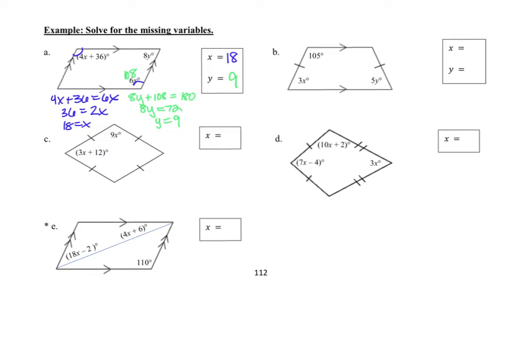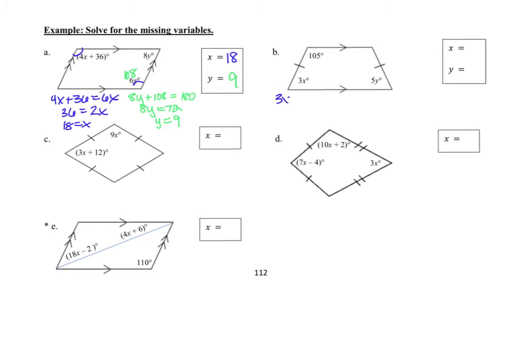The isosceles trapezoid base angles theorem states that the base angles of an isosceles trapezoid are congruent. But this isn't going to help me because I can't set 3x equal to 5y and solve, because I have two different variables. The other theorem we know is the trapezoid consecutive angles theorem. So that means that these two angles are consecutive because of these parallel lines. These two angles add to 180 degrees. So that will allow me to solve for x.